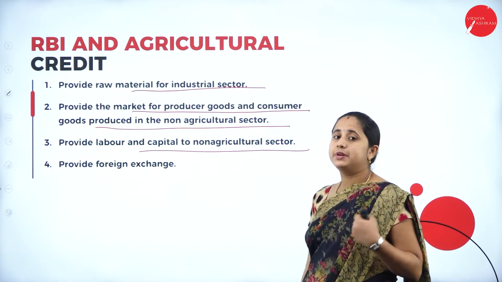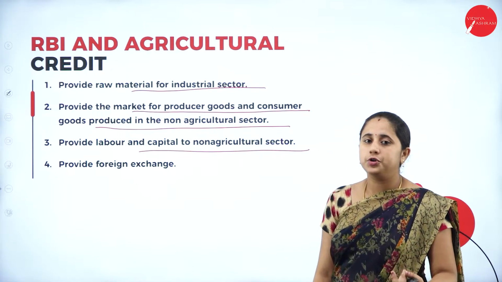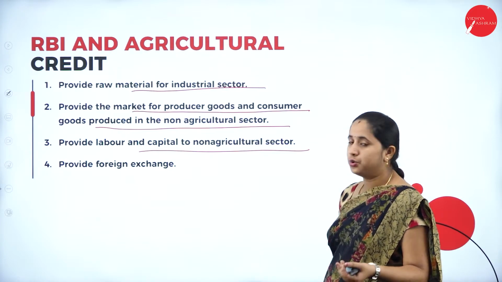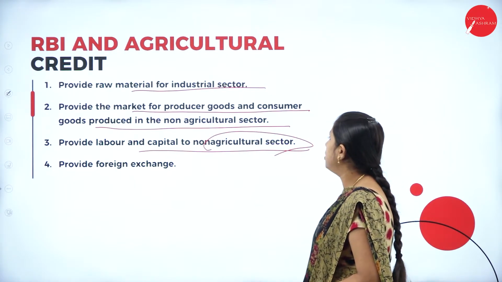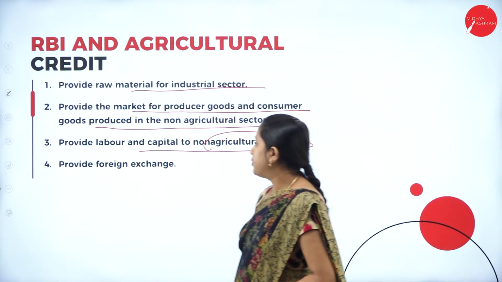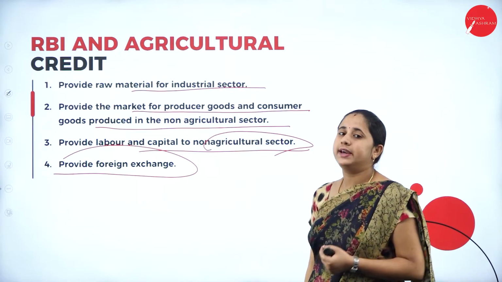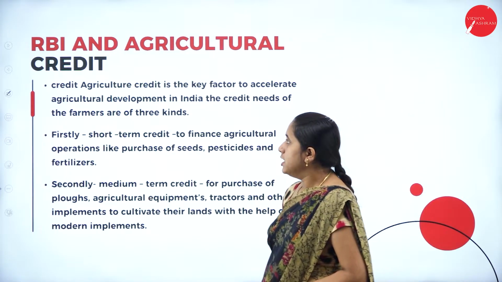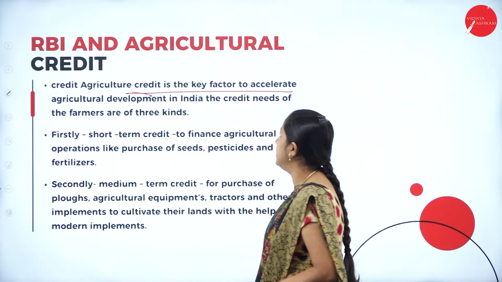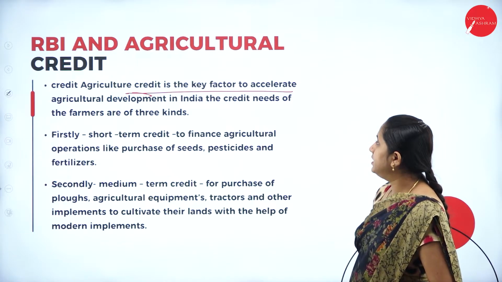Labor and capital are an important source in order to produce your goods or services. So, we need to provide labor and capital to the non-agricultural sector, and provide foreign exchange. In order to import and export, we need to provide foreign exchange. Next, credit. Agricultural credit is the key factor to accelerate agricultural development in India.